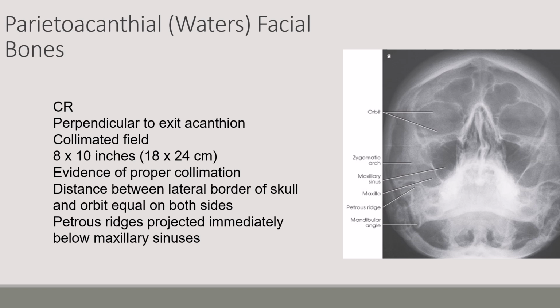All right. And so that's a quick sign for rotation, and that's a sign for rotation for basically all the APs and PAs: symmetry of the orbits, if the orbits show up. The Townes projection, it's symmetry of the petrous ridges.